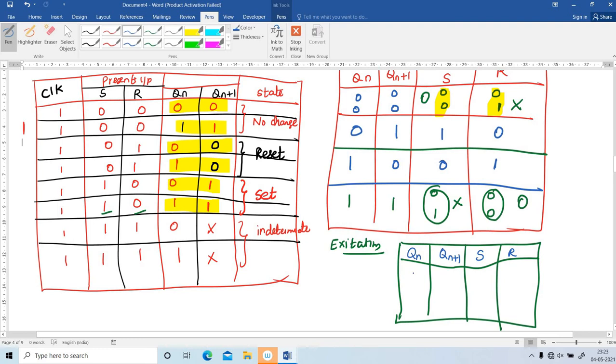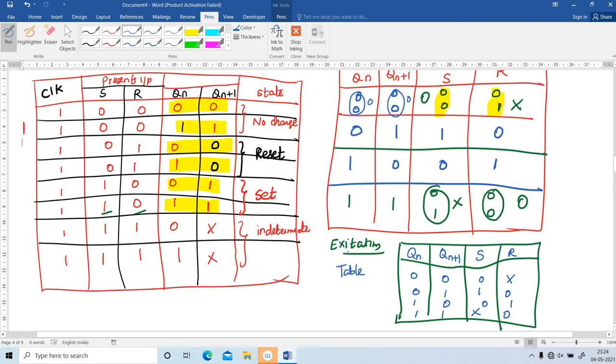Here first put 0. Any one 0 I have to consider 0. 0, 0, 0, X. And next one is 0, 1, 1, 0. Next 1, 0, 0, 1. And the last 1, 1, X, 0. So this is the excitation table for the SR flip-flop.